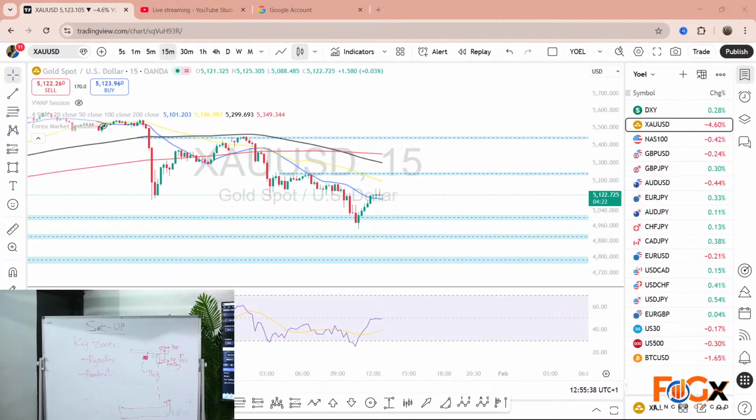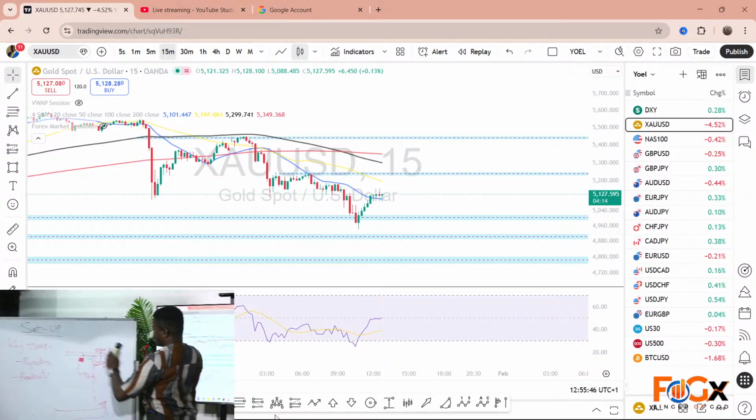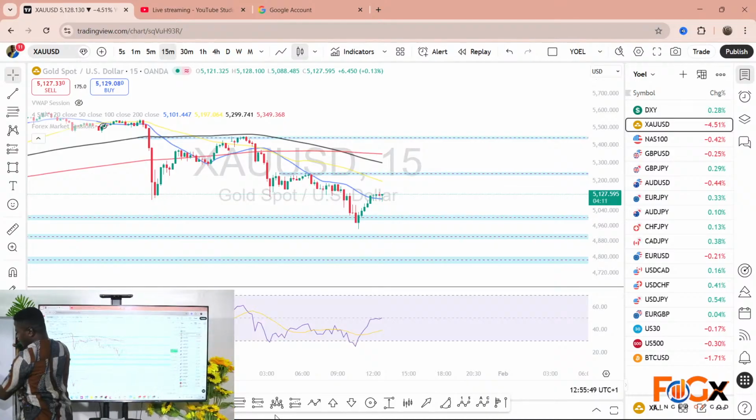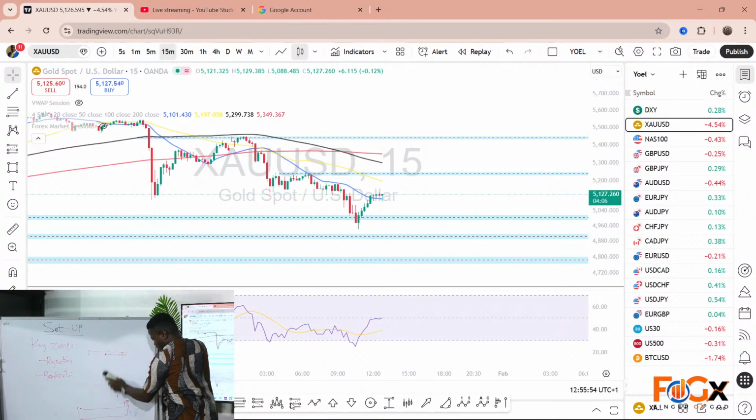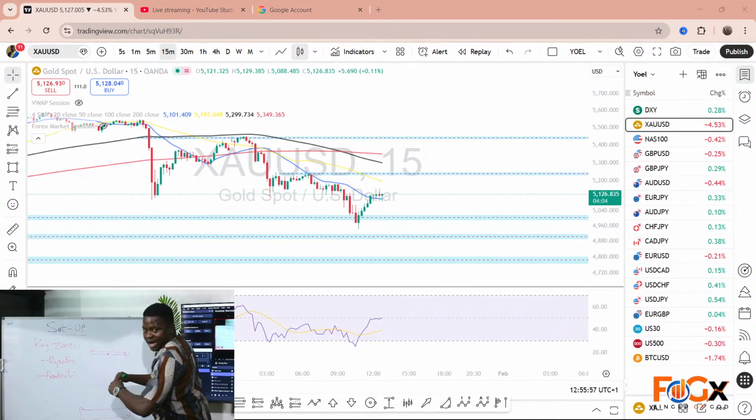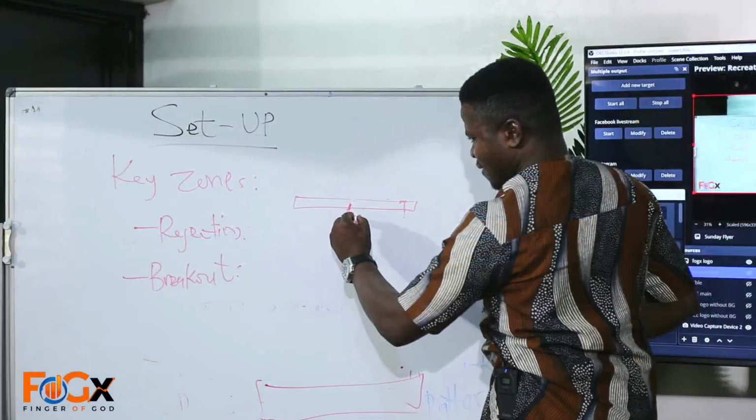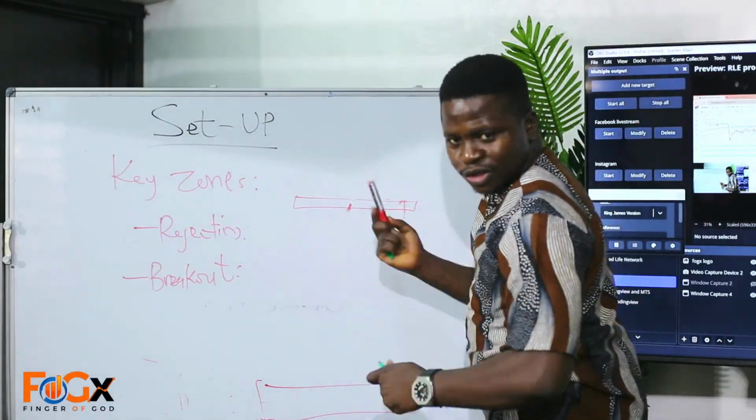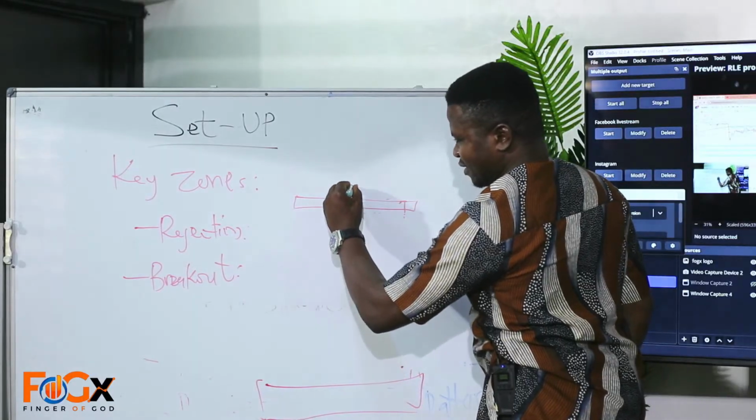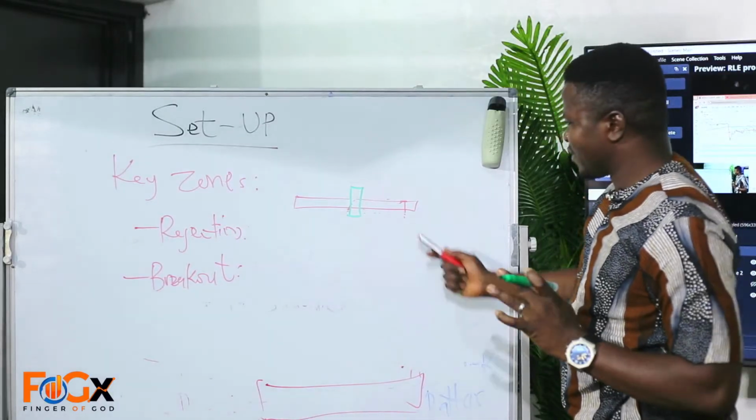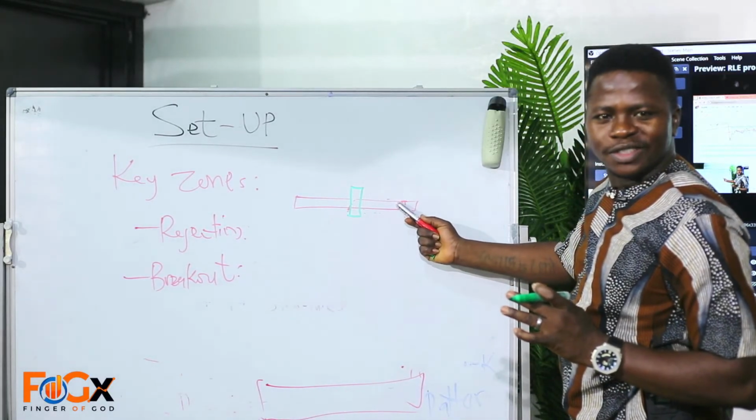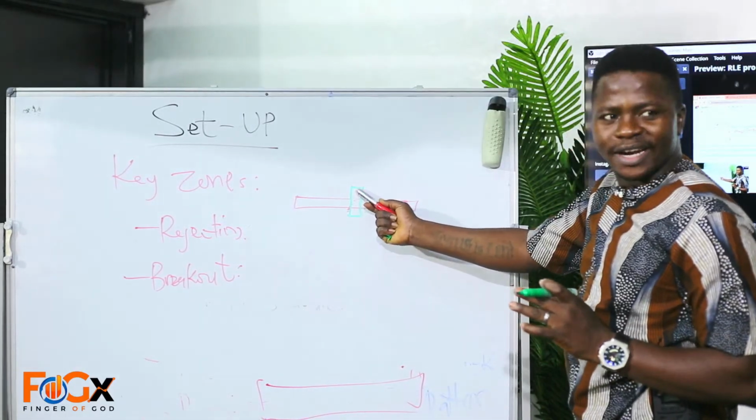So the other scenario is that if it breaks, let's watch. If it breaks, it will close above the key zone. It will end with green and break above it.